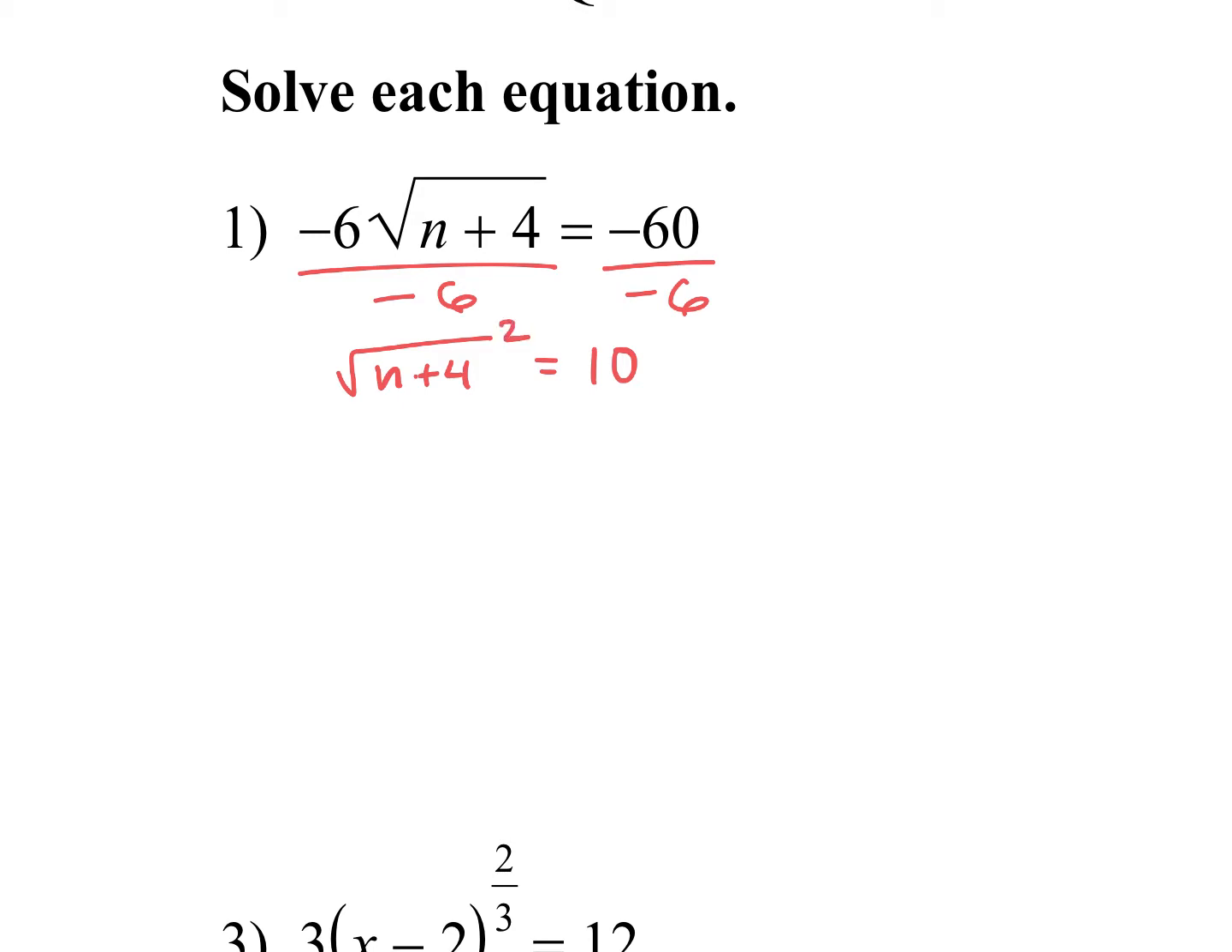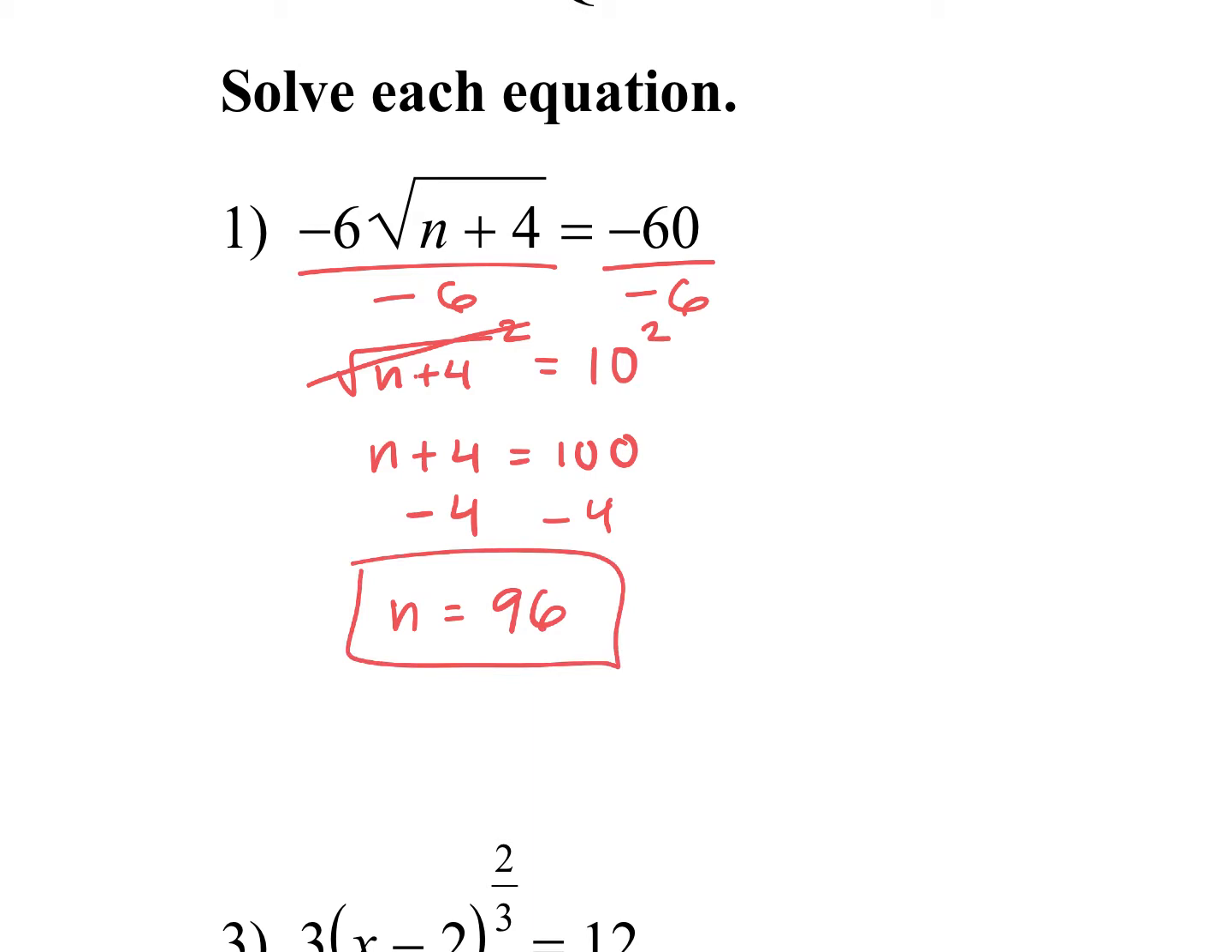Square it. So whatever we do on one side, we have to do on the other. So we square both sides. So it cancels out on the left, and we just have n plus 4. And what is 10 squared? 10 squared is 100. What should we do next? Subtract 4. So then we have n is equal to, what's 100 minus 4? 96. And that's our answer.